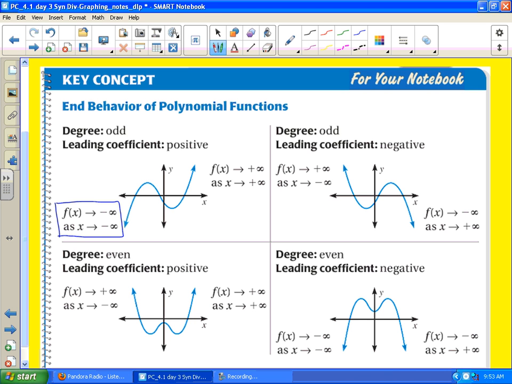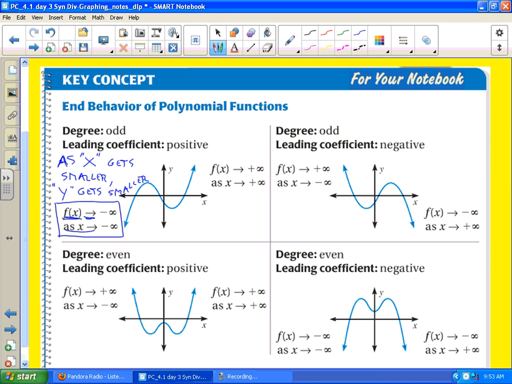Yes, sir? That's exactly what this means. It means as, but we're going to change order, but you are right. So as x gets infinitely smaller, y gets smaller. So as f of x approaches negative infinity, that means y is getting smaller, smaller, smaller. That will happen when x is approaching negative infinity.